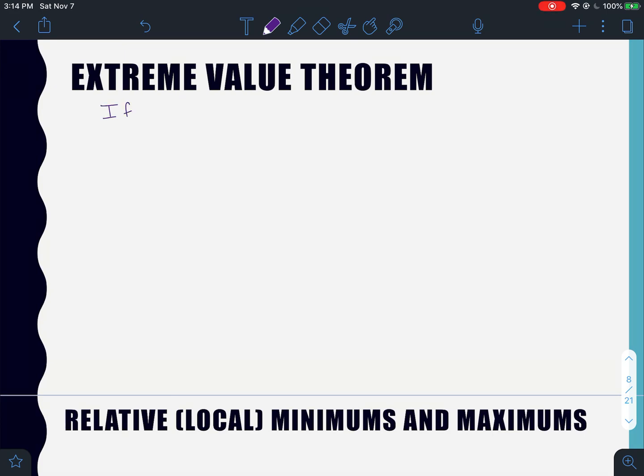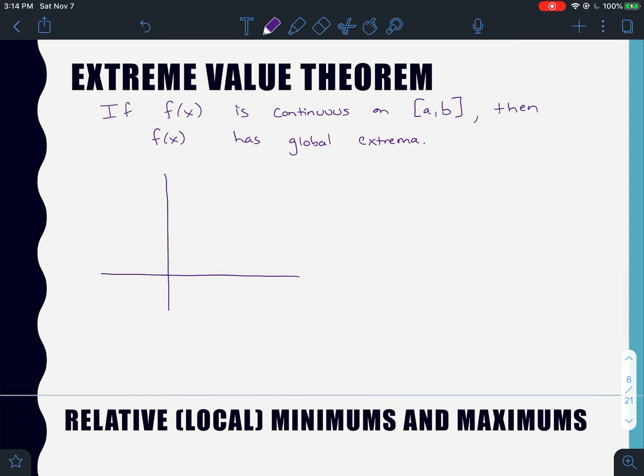So you have a theorem called the extreme value theorem. What the extreme value theorem says is, as long as your function is continuous, so if f(x) is continuous on whatever interval you're talking about, so continuous on an interval from a to b, and the endpoints have to exist as well, so they can't be holes, then f(x) has global extrema, meaning it has an absolute max and an absolute min on that interval. So as long as your function is continuous, it will have an absolute maximum and an absolute minimum.